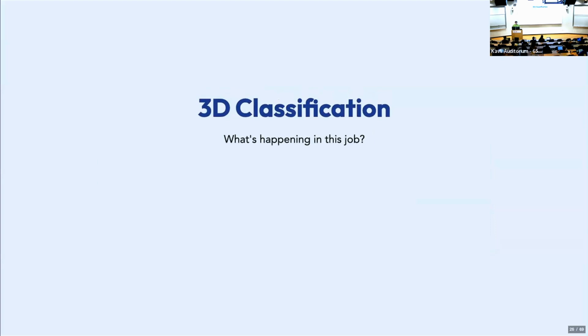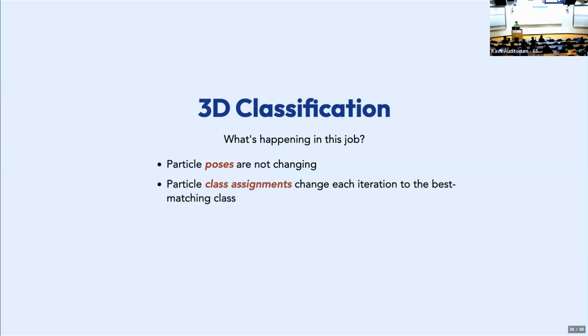So what's happening in this job? This is a new job type, 3D classification. The particles' poses are not changing, okay? Previously, at the end of our standard workflow, we did that consensus refinement, that non-uniform refinement. We found the optimal pose. We are keeping those poses. Those poses are probably wrong by some multiple of 90 degrees around the z-axis, right? However, we have 4 classes, and each iteration, the particles go to the class they match the best, all right? And the volumes only change when their particle composition changes.